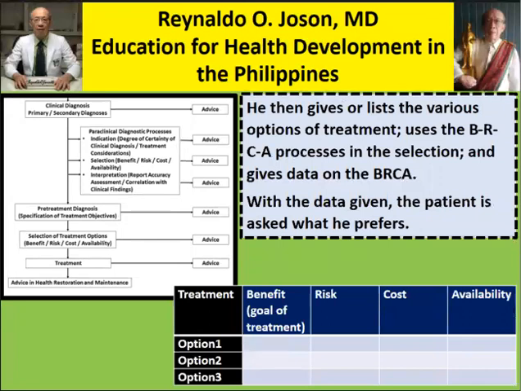He then lists the various options of treatment, uses the BRCA or benefit, risk, cost, availability processes in the selection, and gives the data on the BRCA. With the data given, the patient is asked what he prefers.